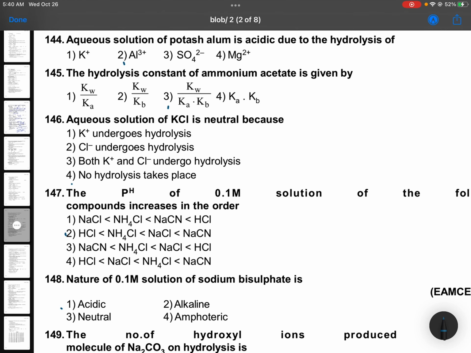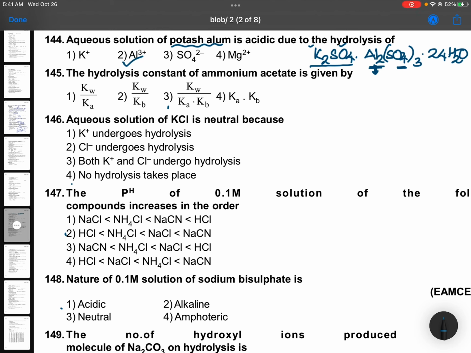Ionic equilibrium worksheet we are doing. Aqueous solution of potassium alum. Potash alum is K2SO4, Al2(SO4)3 taken thrice, 24 water. Potassium sulfate is made up of strong acid and strong base, so no hydrolysis. But aluminum sulfate is made up of strong acid sulfuric acid and weak base aluminum hydroxide. So whatever the ions are coming from weak, they are responsible for the hydrolysis reaction. So here it is aluminum plus 3.